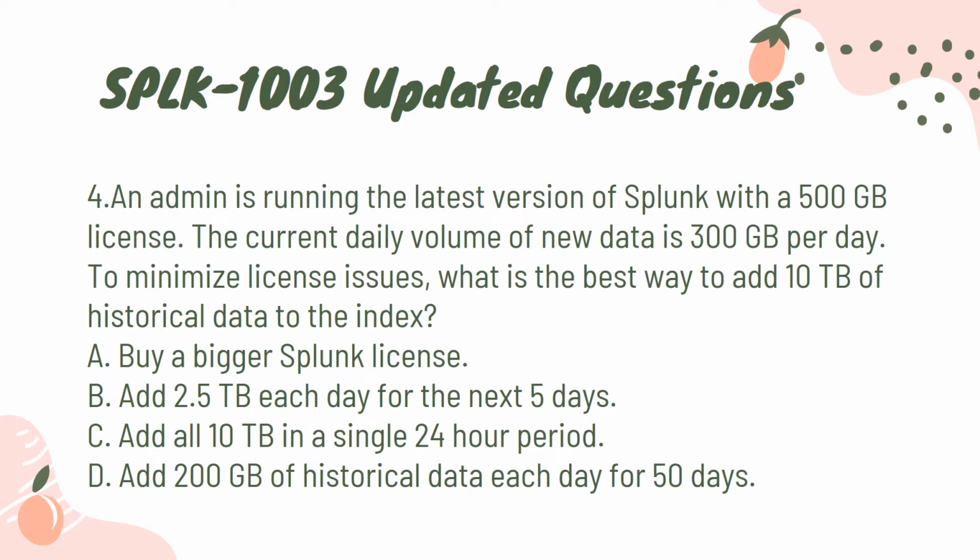4. An admin is running the latest version of Splunk with a 500 GB license. The current daily volume of new data is 300 GB per day. To minimize license issues, what is the best way to add 10 terabytes of historical data to the index? A. Buy a bigger Splunk license. B. Add 2.5 terabytes each day for the next 5 days. C. Add all 10 terabytes in a single 24-hour period. D. Add 200 gigabytes of historical data each day for 50 days.